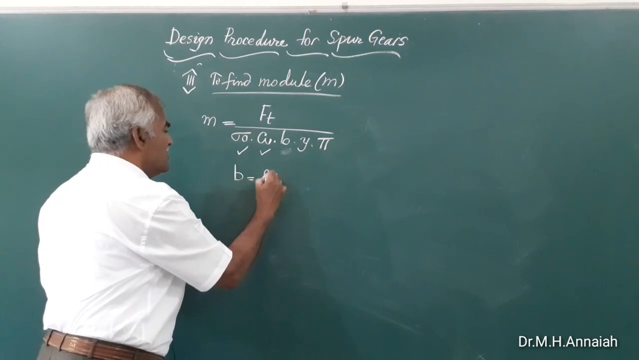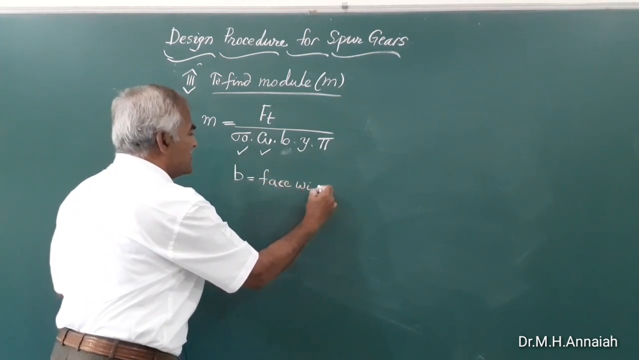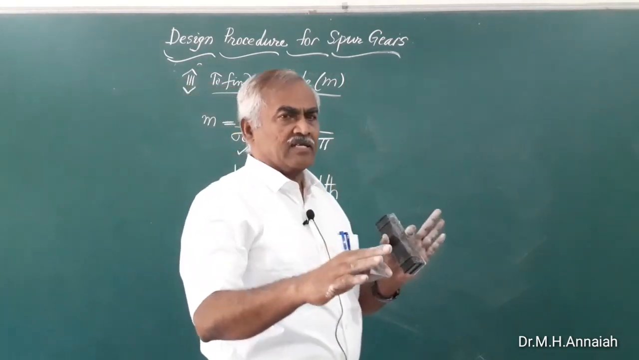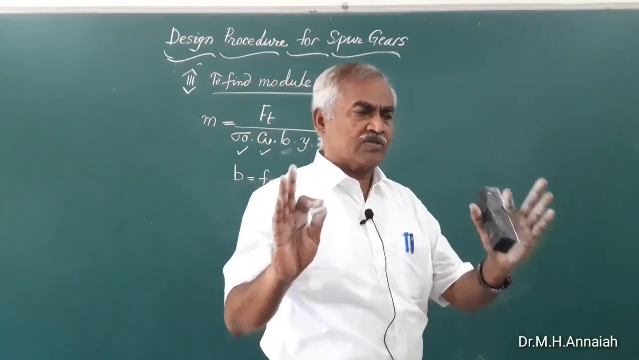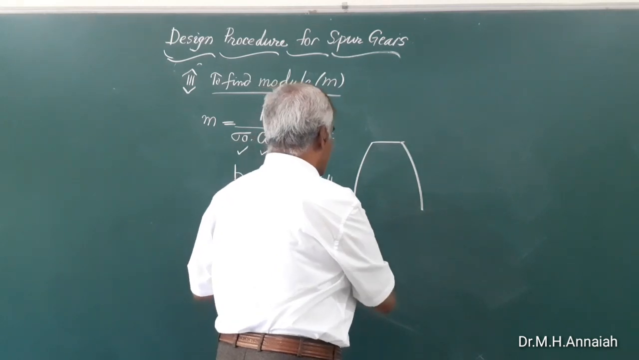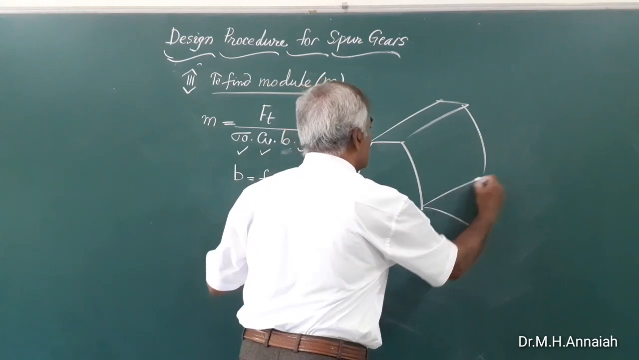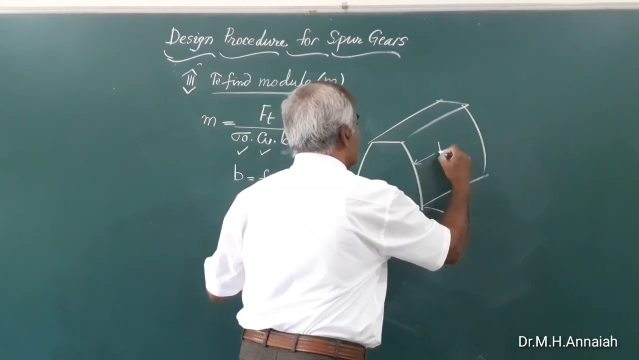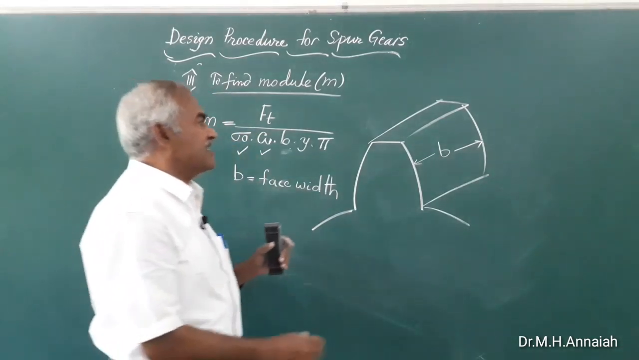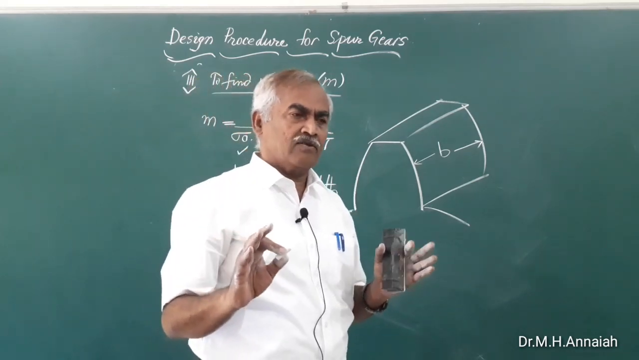B is called the phase width of gear. This is the phase width of gear. Friends, remember, the phase width of gear and that of the pinion will both be same. So, what is the phase width? Suppose if you take a spur gear tooth, and this is going to represent the phase width B of the spur gear.